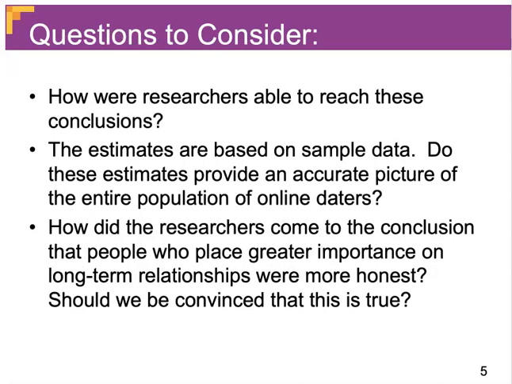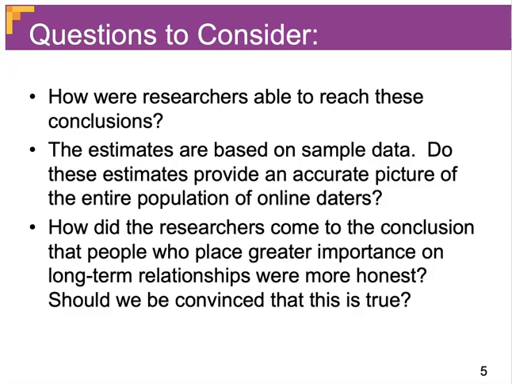Now that we're going to transition into statistical inference, we want to start asking the right questions about these studies. So one of the questions that we might want to consider is, how are these researchers able to reach these conclusions? We need to recognize that these estimates were based on sample data. And so are these estimates an accurate picture of the entire population of online daters?